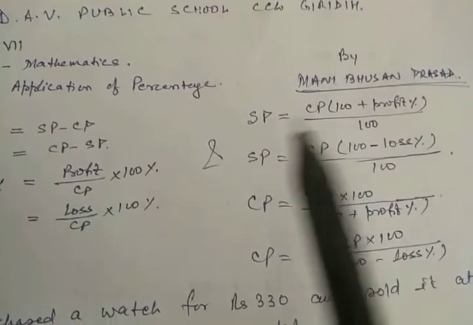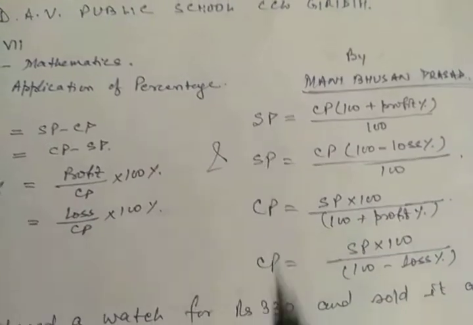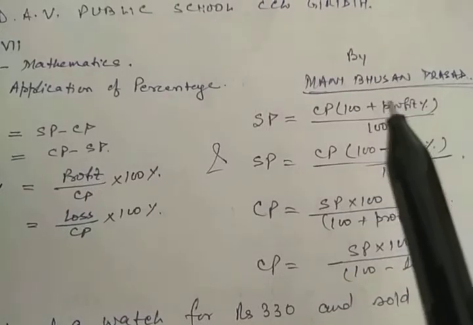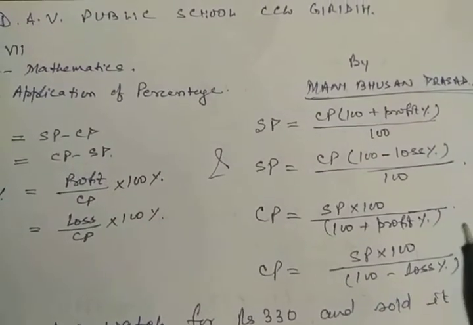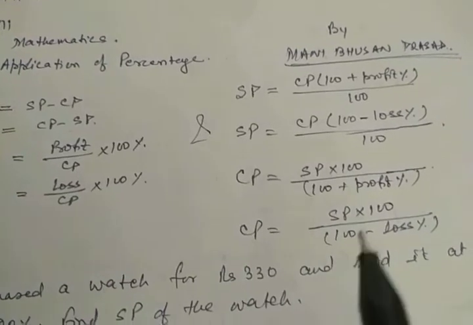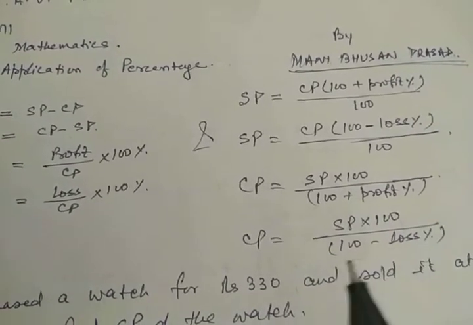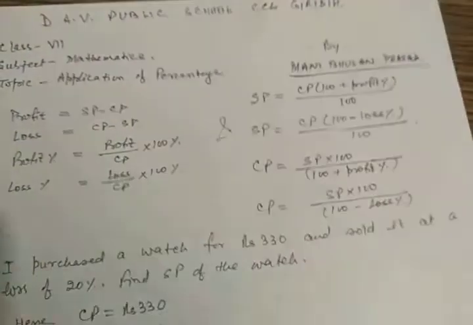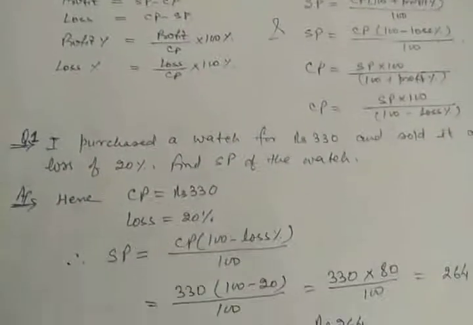Just see, 100 will go there. So CP will be SP into 100 divided by 100 plus profit percent. In the same way, when loss percent is given, CP will be SP into 100 by 100 minus loss percent. Now using all these formulas, we can easily calculate some more problems. Just see now. I have taken the questions from your book.